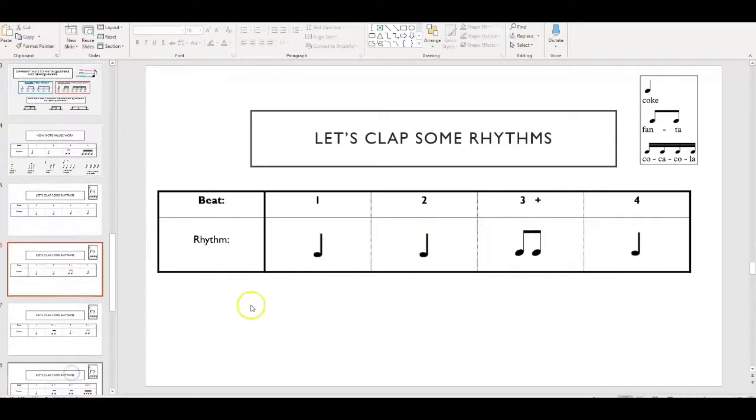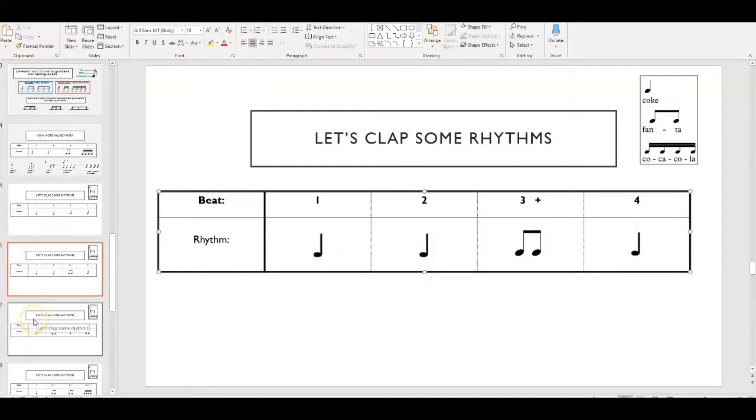Let's move on to the next rhythm. 1, 2, 3, 4. 1, 2, 3, and 4. 1, 2, 3, and 4. Now, if it does help, just say the word Fanta when you get to this one, and you can even say Coke for this. I'll demonstrate. Coke, Coke, Fanta, Coke. Okay, cool. Let's do that together one more time, two times in a row. 1, 2, 3, 4. Coke, Coke, Fanta, Coke, Coke, Coke, Fanta, Coke.